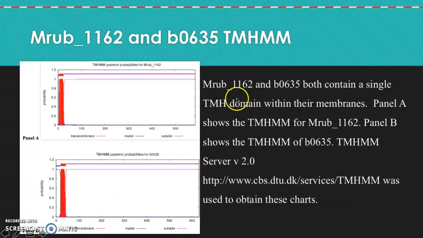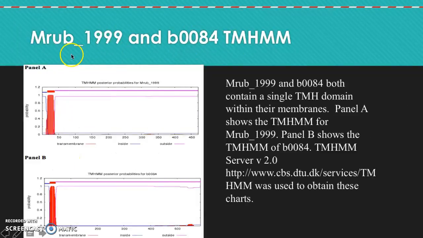Here's the hydropathy chart for the next set of genes. We still have one peak showing that the protein would be localized around the membrane. And here's the last one, giving the same results.